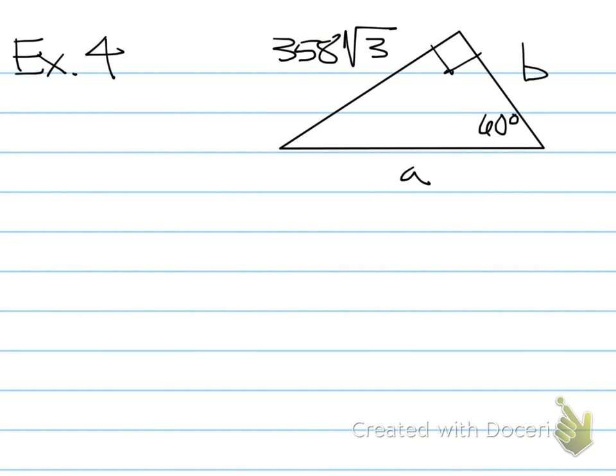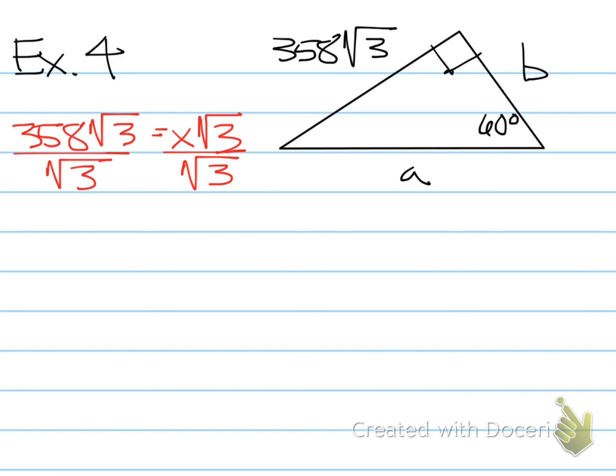In this 30, 60, 90 triangle, we're given the length of the long leg. And if you remember, the long leg of the 30, 60, 90 triangle is equal to the short leg times the square root of 3. So we have 358 times the square root of 3 for the measure of the long leg. So we can automatically tell that the short leg is just going to be 358. All right, so 358 square root 3 equals the length of the short leg times the square root of 3. We divide both sides by the square root of 3. We just get 358 for the length of the short leg. So B equals 358.